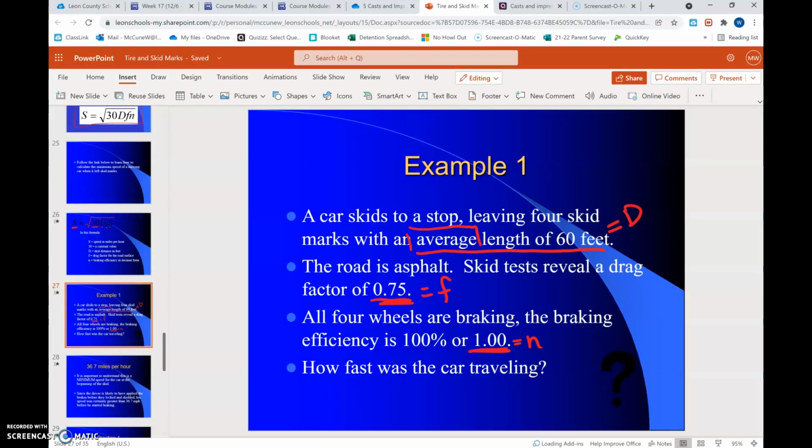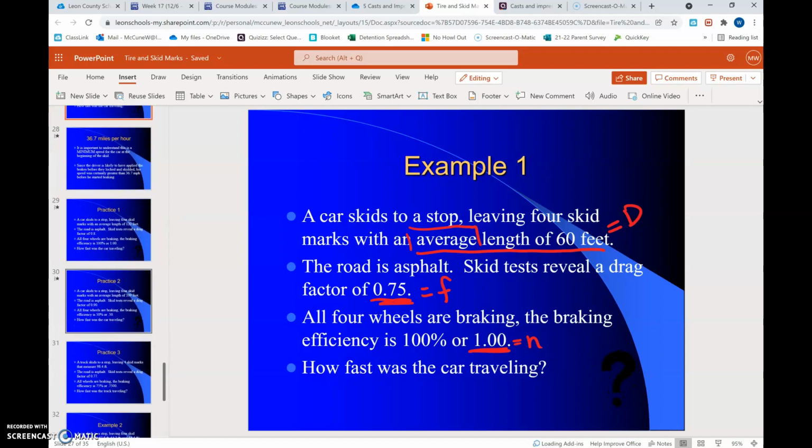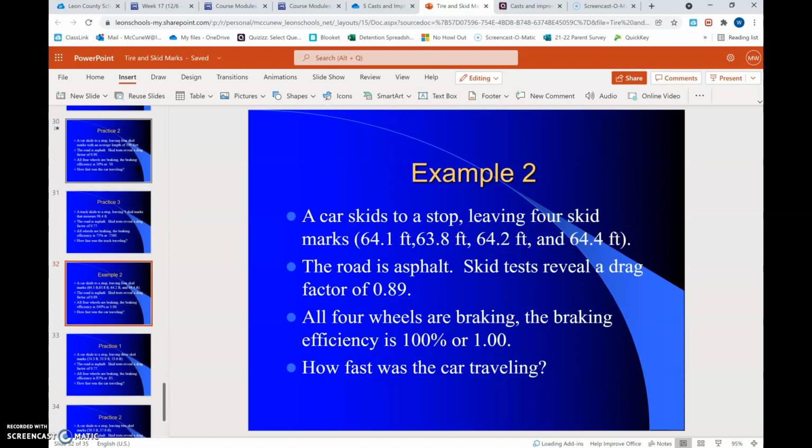All right, guys, welcome back. You completed practice problems 1, 2, and 3, and so now we're going to move on to example number 2. Example number 2 is exactly like question number 1. The only difference is in real life, you're not going to just be given the average length of the skid marks. Instead, you're going to see 4 different skid marks on the ground, or maybe only 3, or only 2, but you're going to have to find an average length for the skid marks.